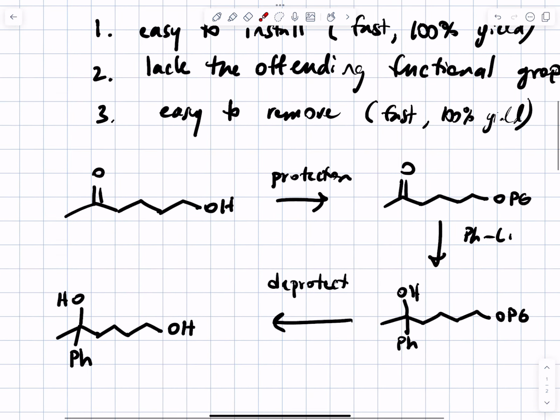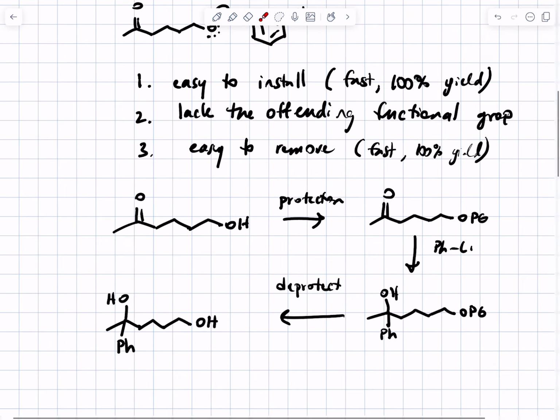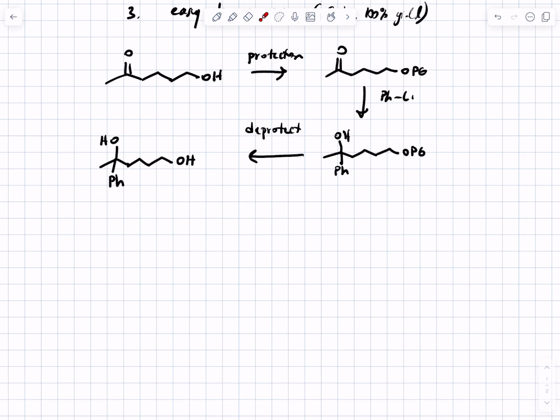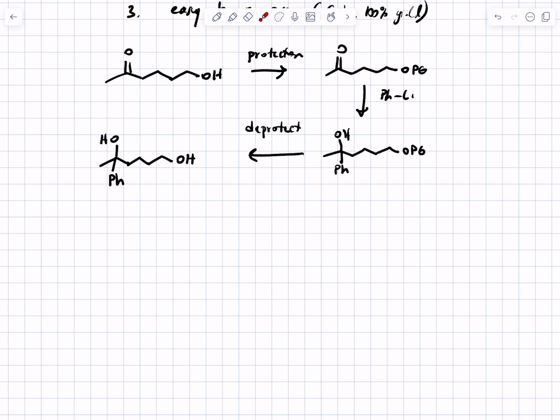Here's the strategy. First, protect. The OH goes to something that lacks the key functional group that's causing a problem. Then we do the nucleophilic addition step. Then we do the deprotection step and unmask that alcohol. In the end, it looks like we were able to go straight from here to here without a problem. Only we know we did a little sidestep. And so that strategy is used a lot in organic chemistry. We're going to present just one protecting group today, but you'll encounter others soon.